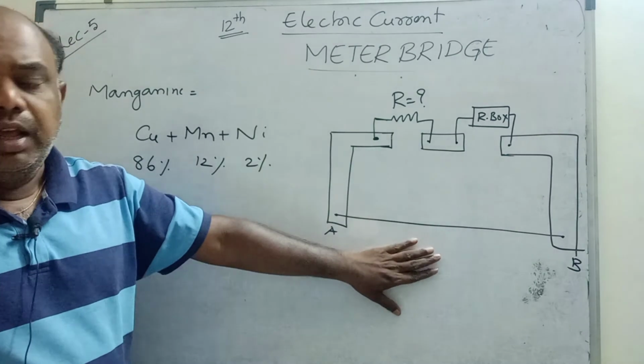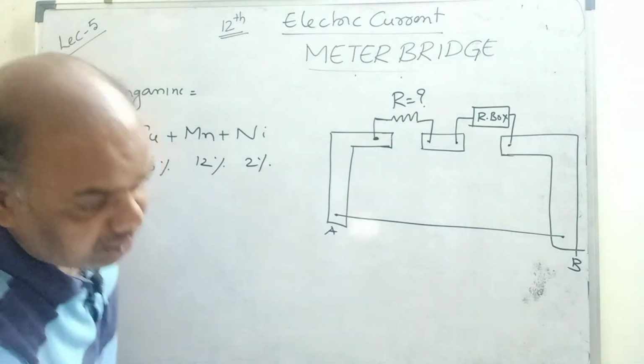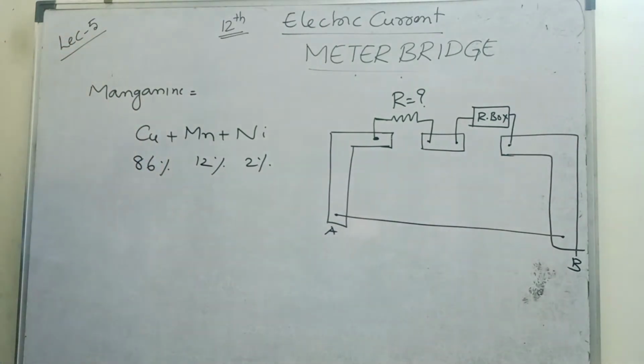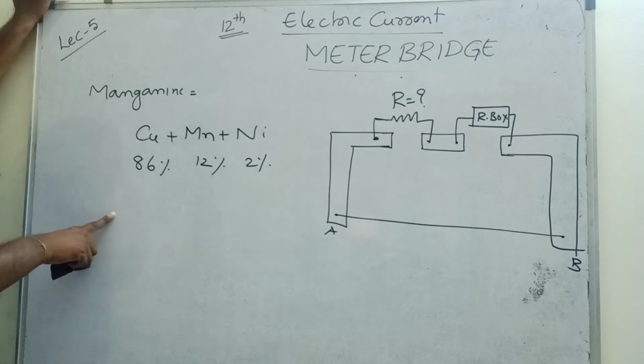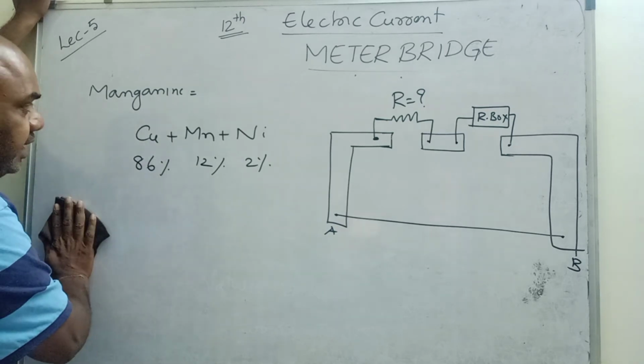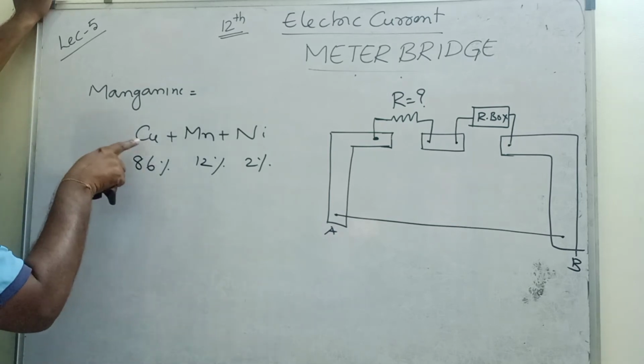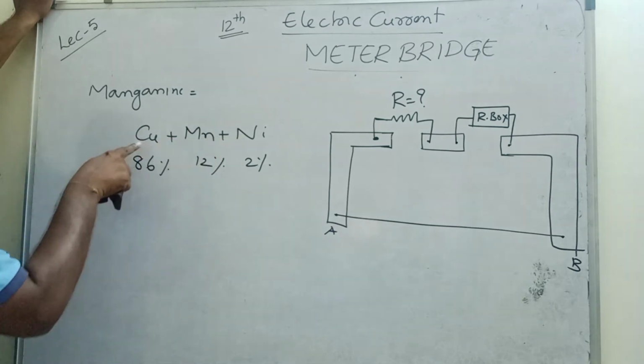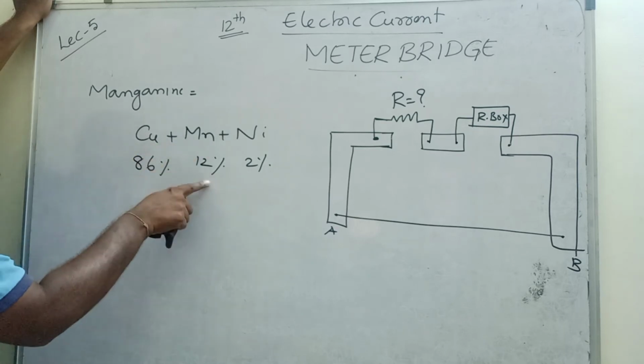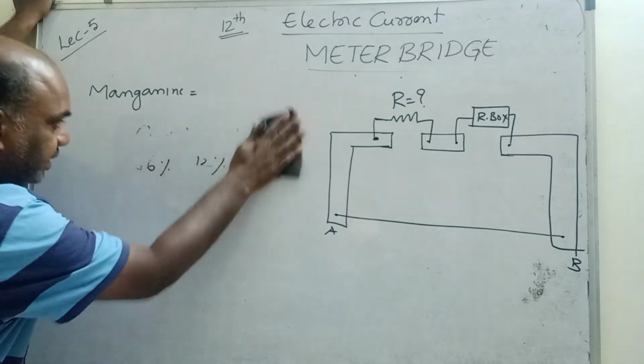It is an alloy. Why? Because alloys are used when the resistance needs to be very high. Understand, children? It is temperature independent, as well as its resistance is very high. Manganin wire resistivity is very high. It is a combination of copper, manganese and nickel: copper 86%, manganese 12% and nickel 2% is present.